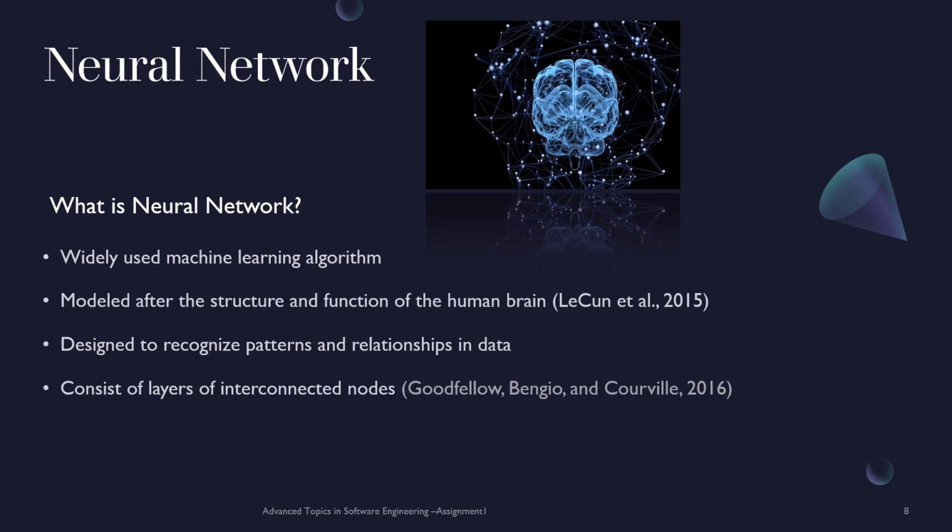And what is a neural network? It is a widely used machine learning algorithm. It is modeled after the structure and function of the human brain. It is designed to recognize patterns and relationships in data. It consists of layers of interconnected nodes.